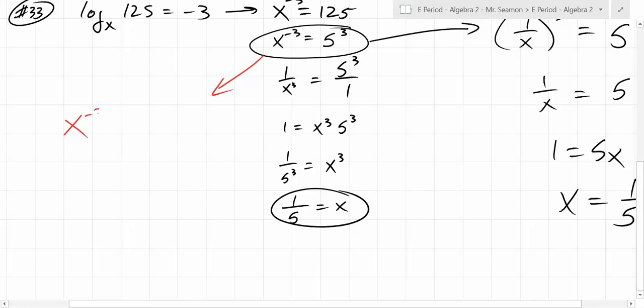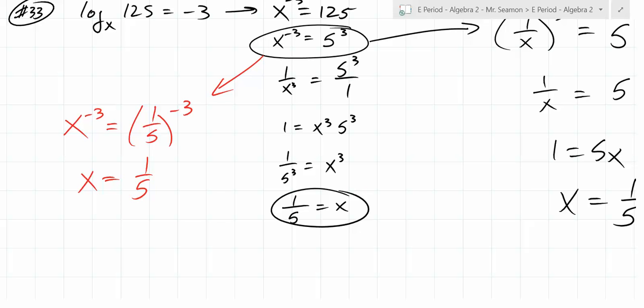Instead of flipping the left side, you can make 5 to the what? You could make it 1 over 5 to the what power? Negative third. Oh, look, if x to the negative third equals 1/5 to the negative third, what has to be true? Done. Even shorter. There's different ways. Whatever one is more comfortable for you is fine. These are all equally fine.